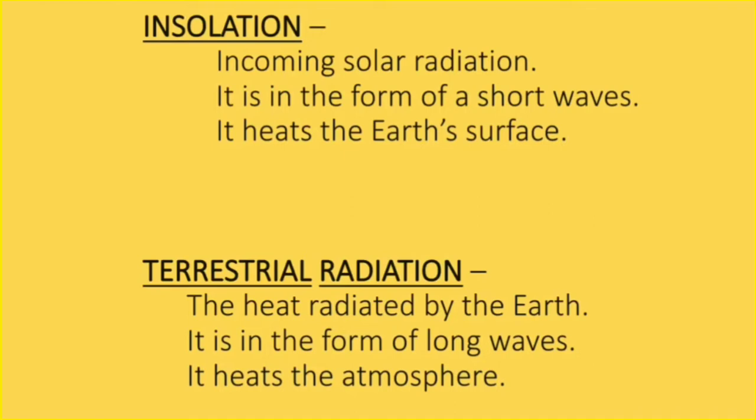Terrestrial radiation is the heat radiated by the Earth. Because of insolation, the Earth is heated up. Now after some time it starts releasing its heat. The Earth is releasing its heat, and this heat is known as terrestrial radiation. And this heat is in the form of long waves. When the Earth releases its heat, it is absorbed by the gases present near the Earth's surface, and then it reaches the highest limit in the atmosphere. As the gas is heated by the terrestrial radiation, so is our atmosphere.